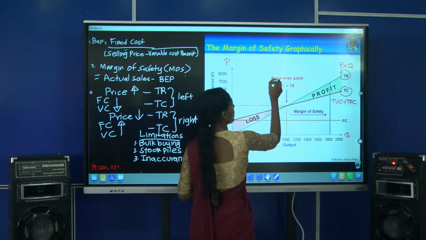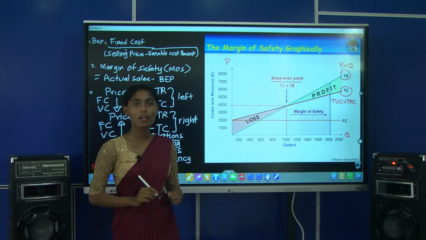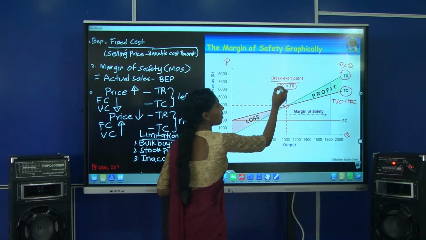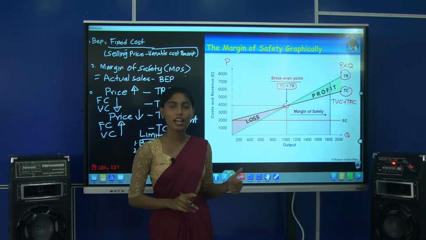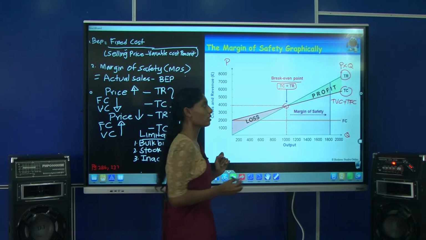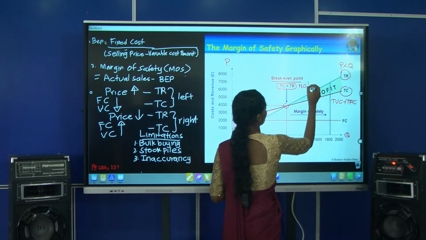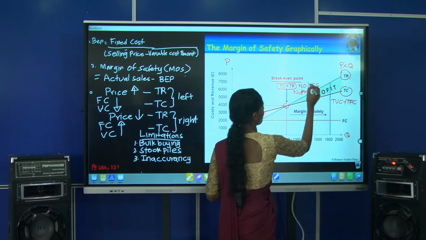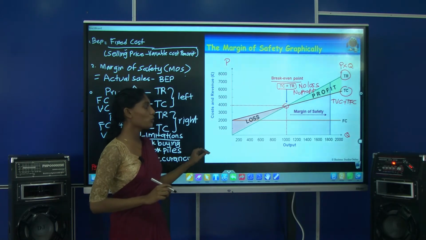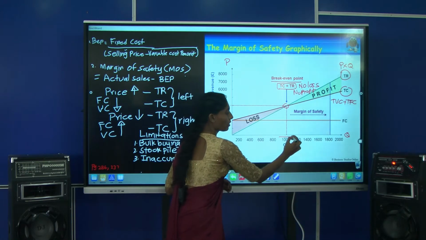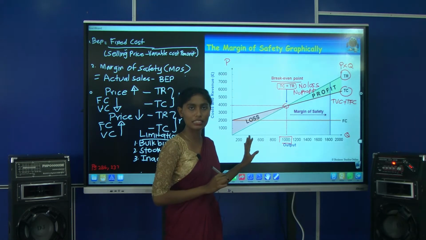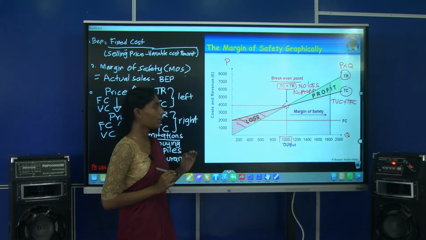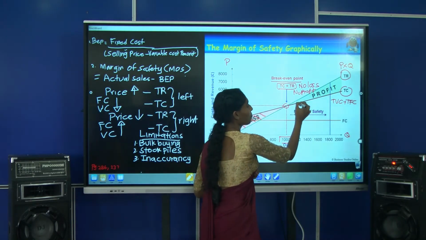So what is break-even point? Break-even point is a point in a graph where your total revenue is equal to your total cost. At the break-even point we don't have any losses or any profits. But if you produce less than the break-even point, that is less than 1,000 in this graph, you will get a loss. But if you produce more than 1,000, you will get profits.